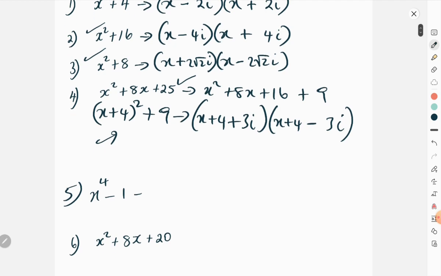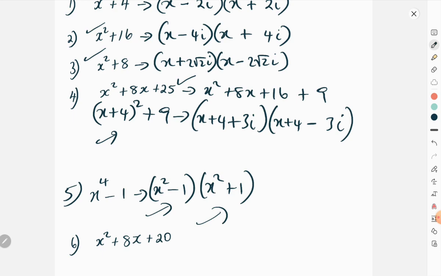Now coming to number 5, you can see that this is also the difference of two squares. So you can see that there will be some real factors and some imaginary factors. Now let's continue. Factorizing this, you are of course going to have x squared minus 1, then x squared plus 1, because this is how you factorize the difference of two squares. Now, this one can also be factorized, because we've been dealing with factorizing the complex part of our complex numbers.